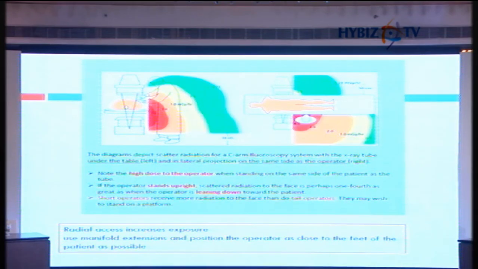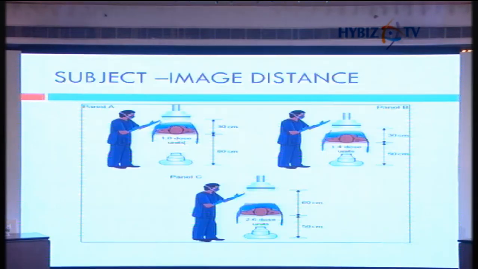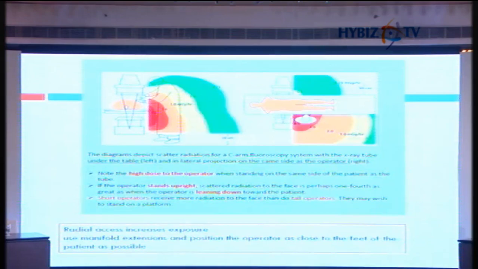For that, what we can do is use extension manifolds. Each centimeter is also important. Even if you keep 5 centimeters away from the radiation source, it's a significant radiation effect. And then don't lean onto the table. You should be away from the patient, away from the table, and especially while taking a cine, we tend to move forward to see the monitor, but don't do that. Stay straight or even come backwards, and then you can review the cine image later.